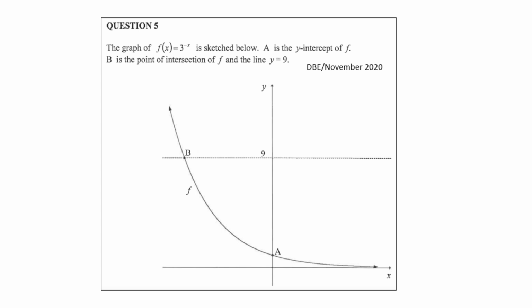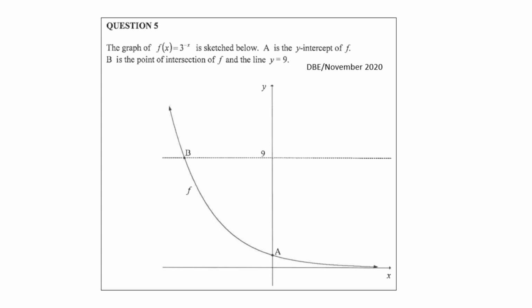Before you look at the questions that follow, first look at the graph and identify what you can from this graph. First of all, this is an exponential graph. It is a decreasing graph. The y-intercept was given to us, that's the point A, and the point B was also given to us as the point of intersection of f and the line y equals 9. Another thing that is of importance is to try and identify the asymptote of this graph. Remember, the asymptote is the horizontal line in this case that the graph will move towards but will never intersect. So in this case, that is the line y equals 0, or the x-axis.